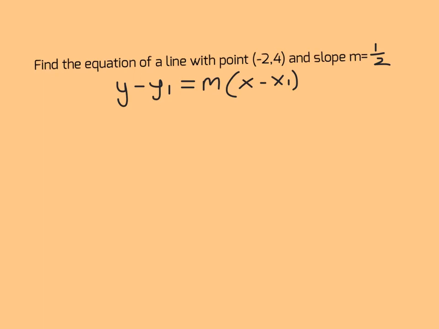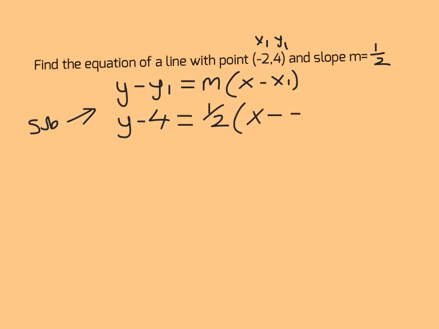Okay, let's try something a little bit more tricky. Here we have the equation of a line with point minus 2, 4, and the slope is equal to a half. So we have a fraction now, which is going to make it a little bit trickier. But again, it's all down to your multiplication or your manipulation of algebra. I've just labelled my points there, x1, y1. And all I'm going to do is substitute them in to this here. So I have y minus 4 equals m, which we know is a half, x, and I have minus 2.